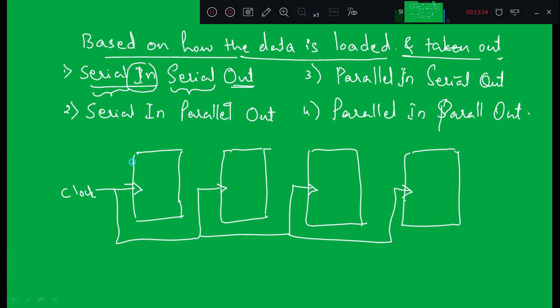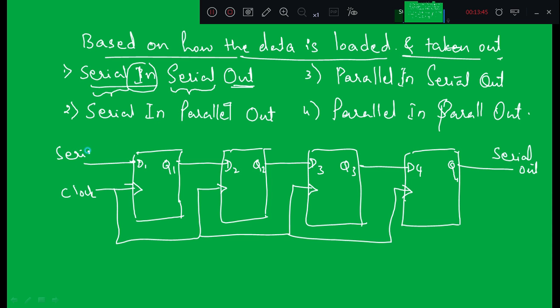okay, and these are the inputs. The same circuit what I explained in the previous slide or the last class, right? It was the same circuit. Q1 is connected to D2, Q2 is connected to D3, Q3 is connected to D4. Okay, and this out we call it as serial out, and this in we call it as serial in, right?